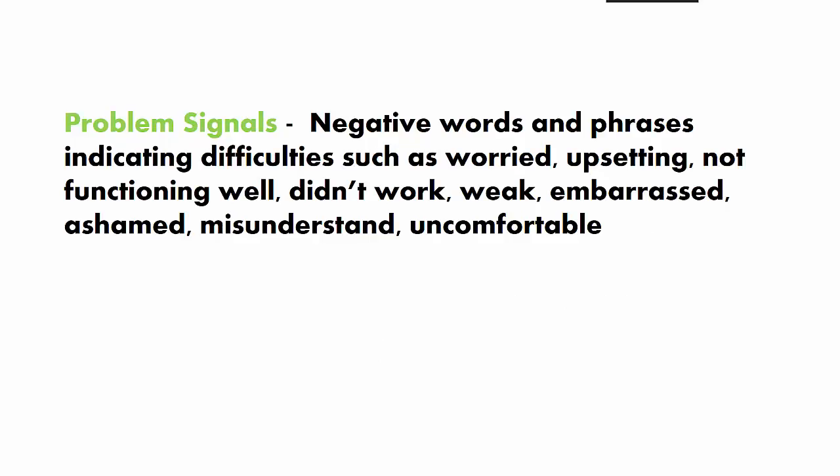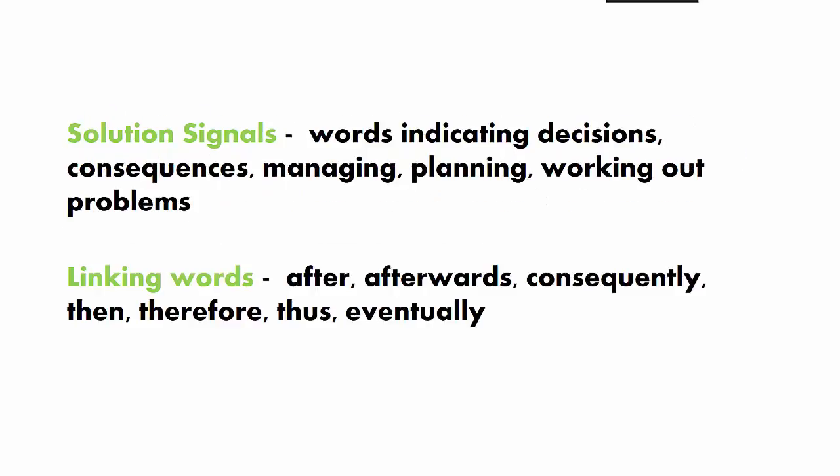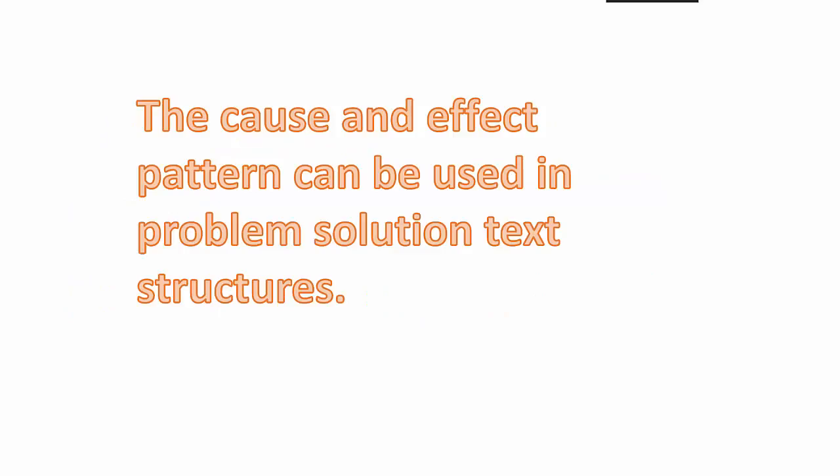Let's look at some of the signals that we have, and these are only a few. Usually problems have negative words and phrases. They indicate difficulties such as worried, upsetting, not functioning well, didn't work, weak, embarrassed, ashamed, misunderstand, uncomfortable. Our solution signals indicate decisions, consequences or results, managing, planning, working out problems. And we have linking words like after, afterwards, consequently, then, therefore, thus, and eventually that can be used.